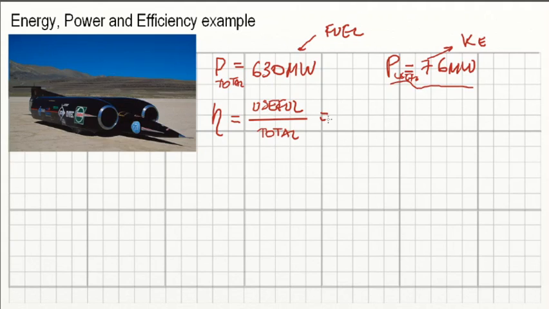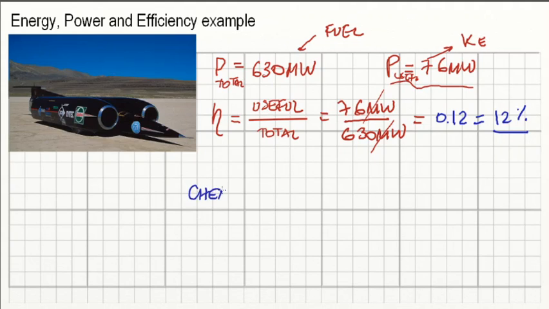So if we divide the useful one, 76 megawatts by 630 megawatts, we can cross out the megas again, and our result should be around 0.12, again two significant figures, which is around 12%. So we can just say that the efficiency of this vehicle, or of this process, in this case of converting chemical energy into kinetic energy, is 12%. Efficiency is given by nu.